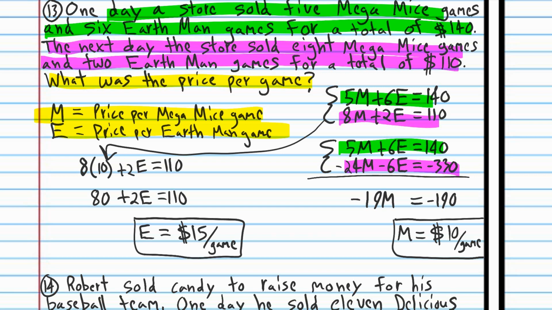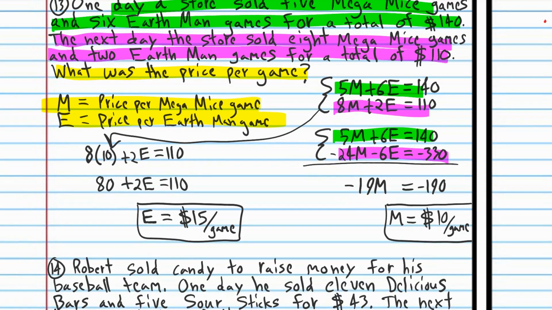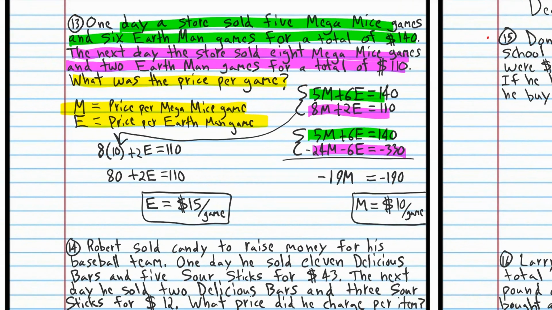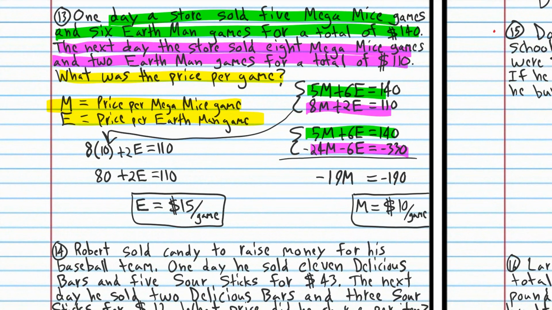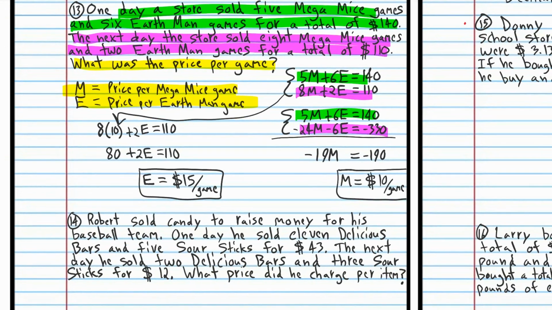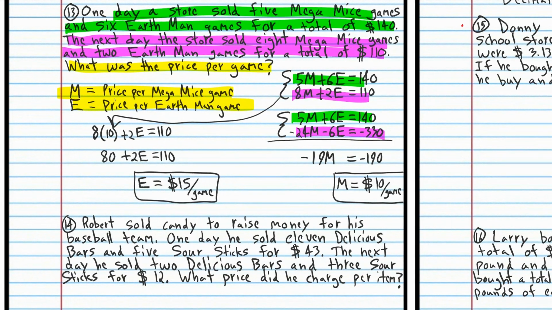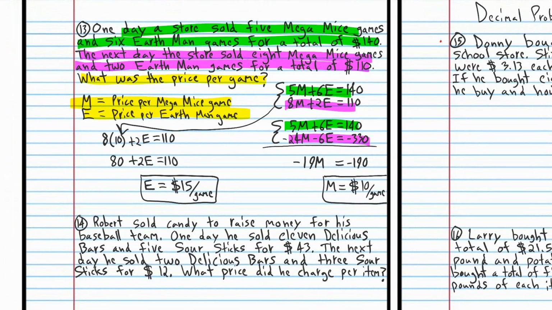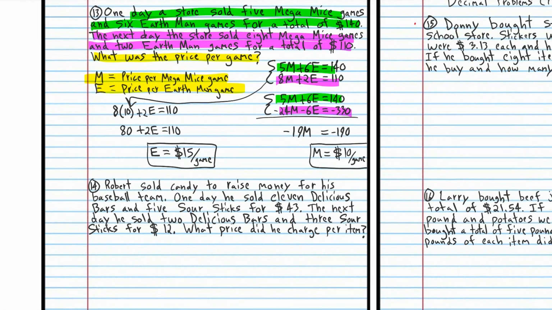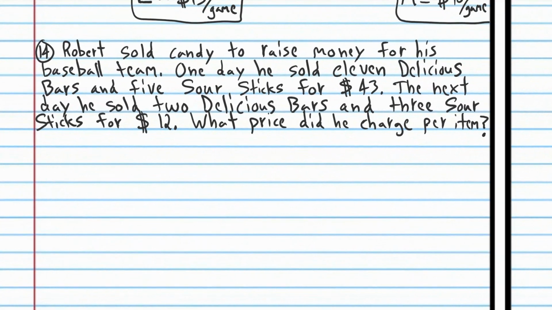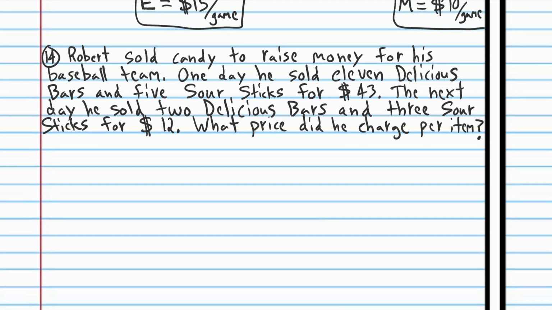Now you're probably thinking that's not realistic. Video games cost more than that. Well, that's true, but these are used video games. If you buy them used, you can get them a lot cheaper. So if you got those answers, $10 for the Mega Mice game and $15 for the Earthman game, good job. But notice we only had to multiply one of these equations to eliminate. In the next problem, you're going to have to multiply both equations to eliminate. So try number 14, and when you come back, we'll do it together.